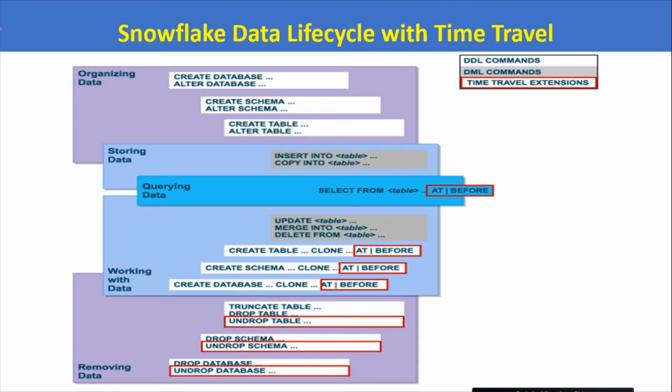Here I have mentioned in the pictorial representation the Snowflake data life cycle with time travel. So we have time travel extensions like at or before. While querying the data, with the combination of select from table at or before, this is how we apply time travel on a select statement. Similarly, when working with the data, you can use create table name clone at or before, and create schema and create database. By using these three commands you can use at or before.